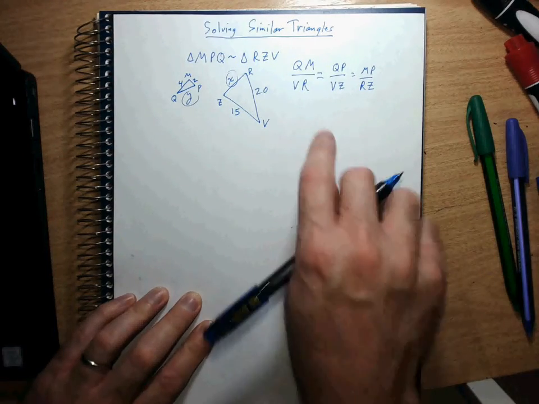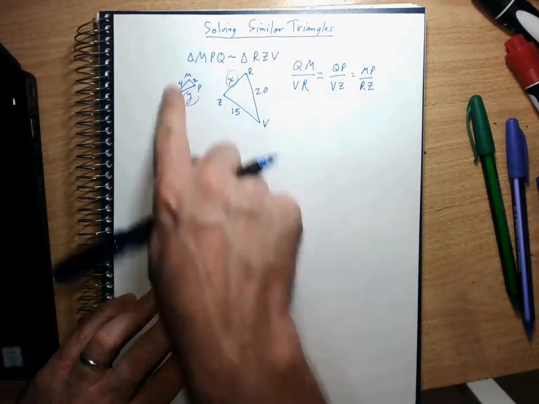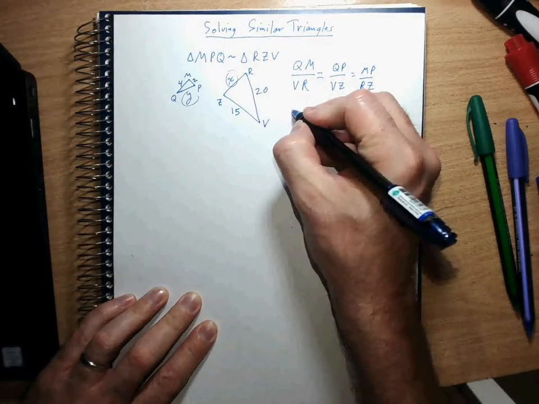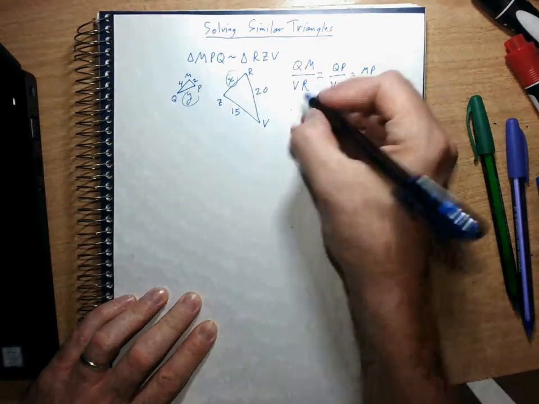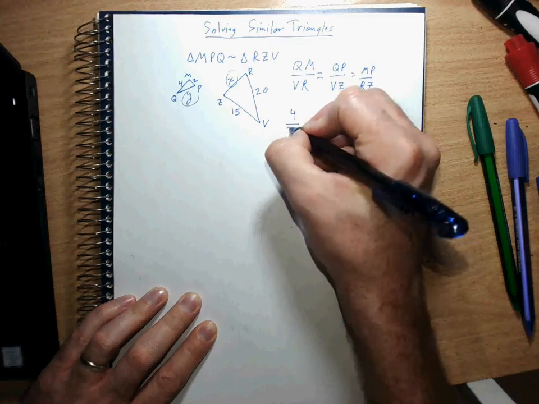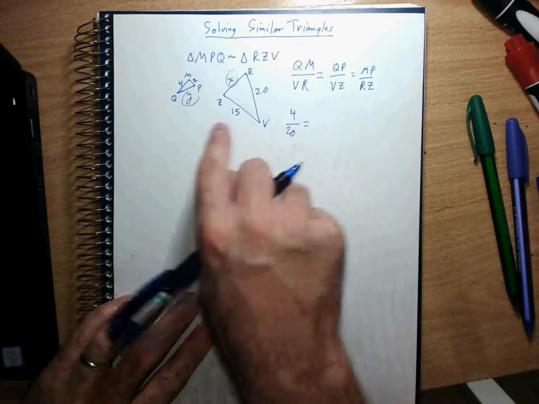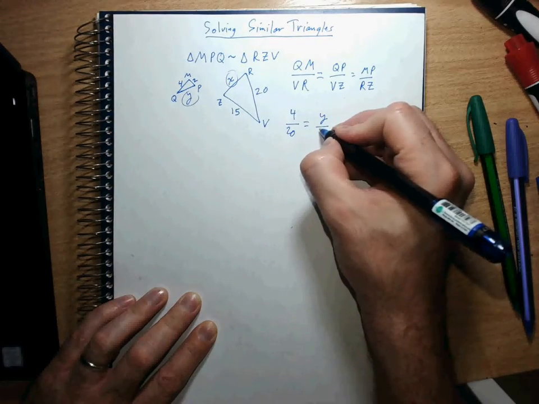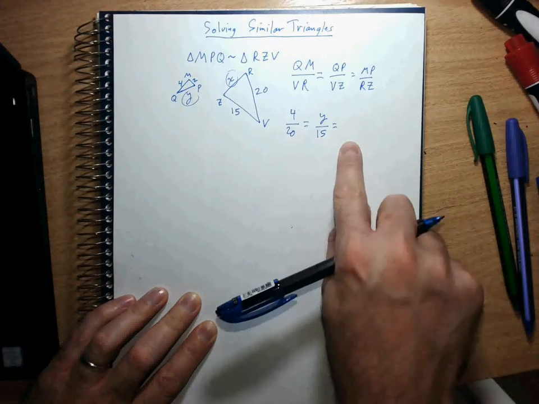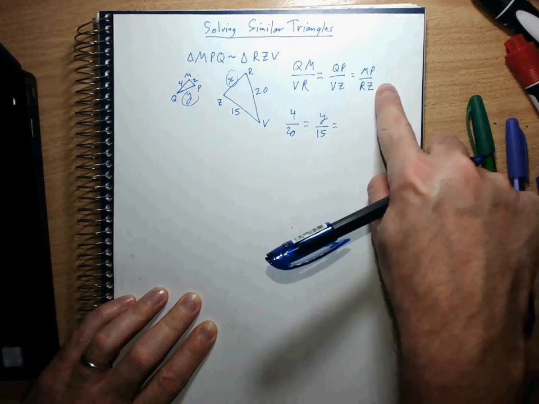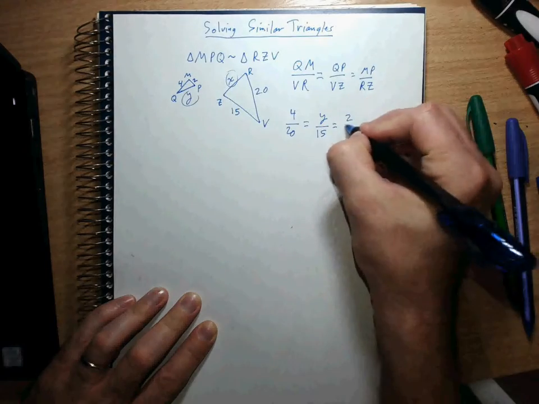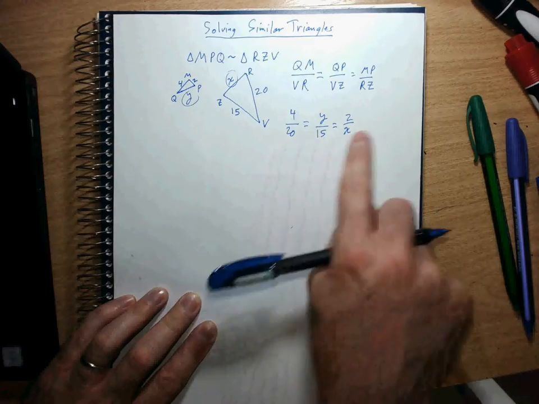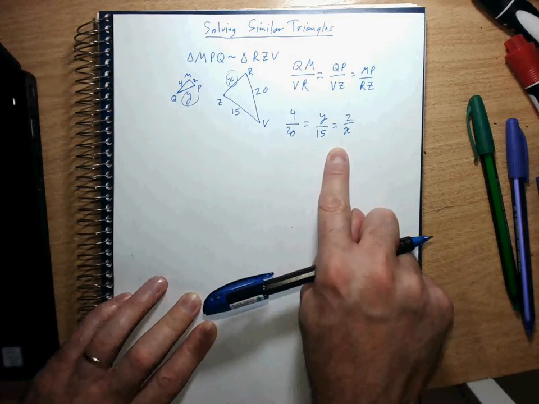So, I'm going to use these to set up what I have here. The two longest sides, QM to VR, those are the two that I have, right? 4 is to 20 as QP, which in this case I labeled as y, is to 15, VZ. MP is to RZ. MP is 2. RZ in this case is x. So here are my proportional statements.